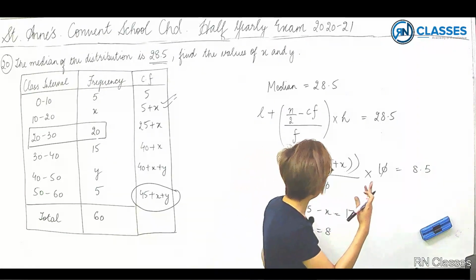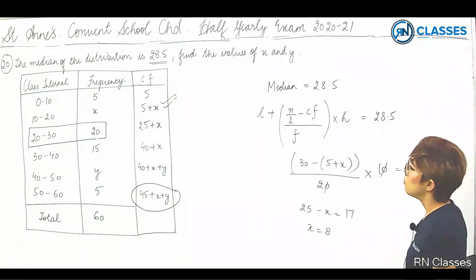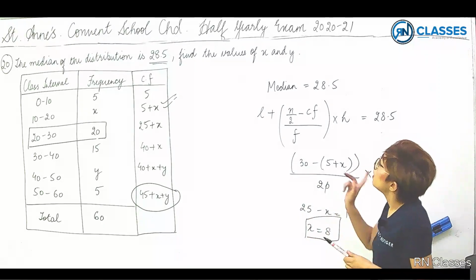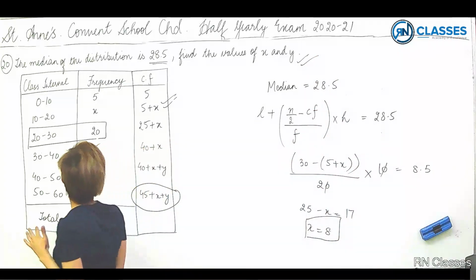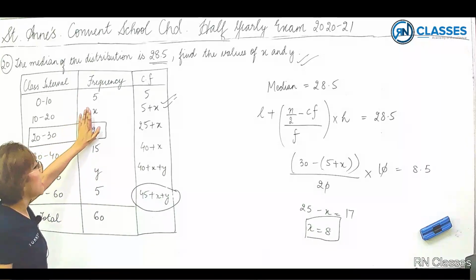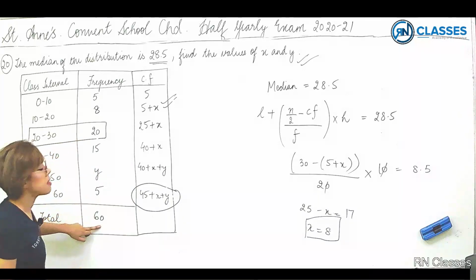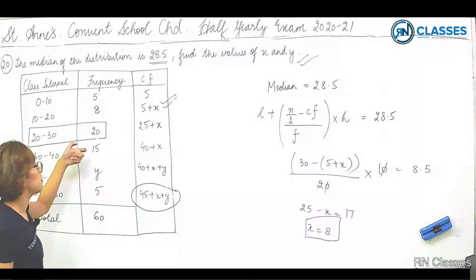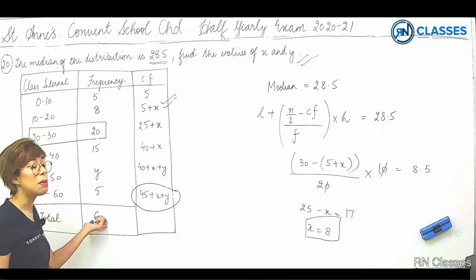Oh, I thought I would get a relationship between x and y. I got x straight away. Perfect. So x is equal to 8. Now I want the value of y. Now how should we get it? I don't think we need to use this. We can directly say, now x is 8, and the total number of frequency is 60. That means 5 plus 8 plus 20 plus 15 plus y plus 5 should be equal to 60.